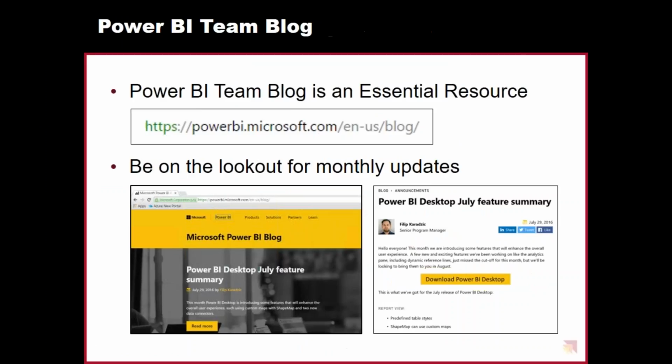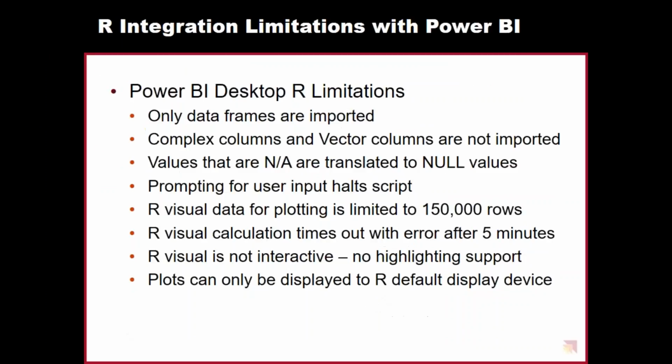Okay, so now that we've seen that, a couple of things to note. Limitations. Only data frames are supported in Power BI Desktop. So Power BI Desktop is not going to recognize any other type of data structure inside there. Also, you'll find that some types of complex column and vector types are not going to be supported, so they can't be imported. Inside of R, you have this idea that a value could be not available as opposed to null. Power BI Desktop doesn't support that, so it just converts all NA values to null upon import. If you have any scripts in R where you're interacting with the user, prompting the user for input, those are going to fail. Don't use those.